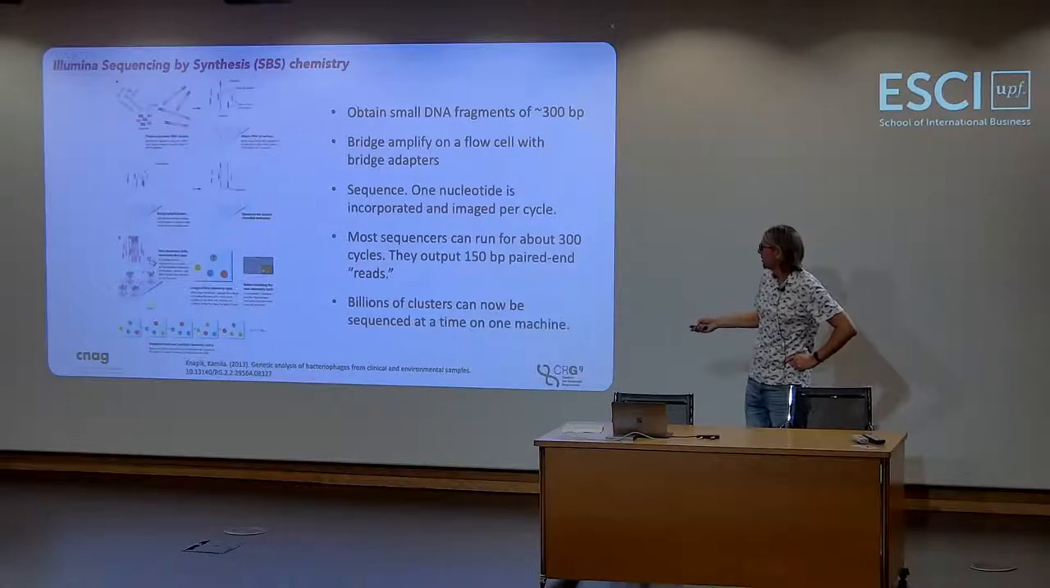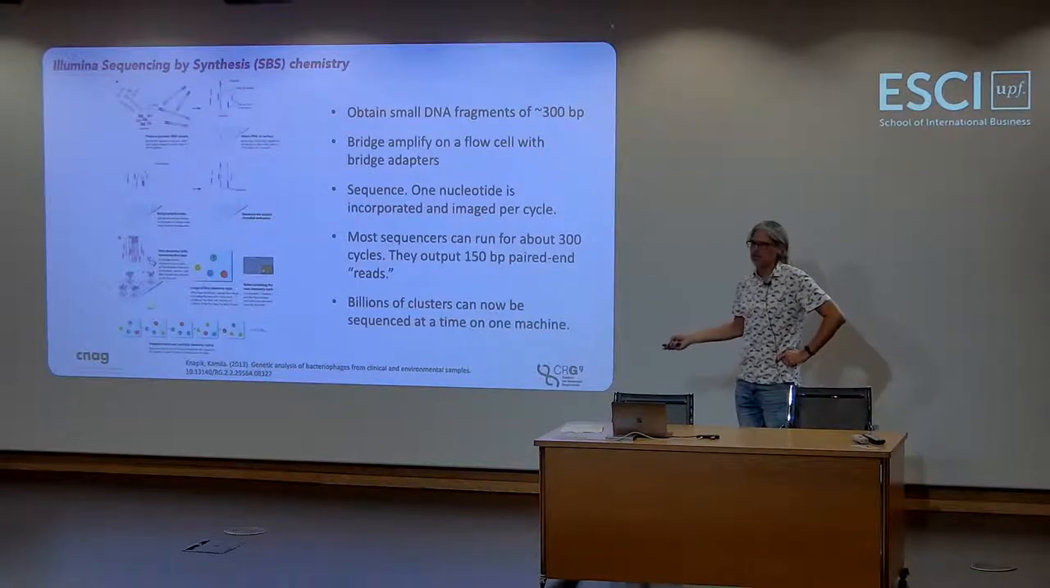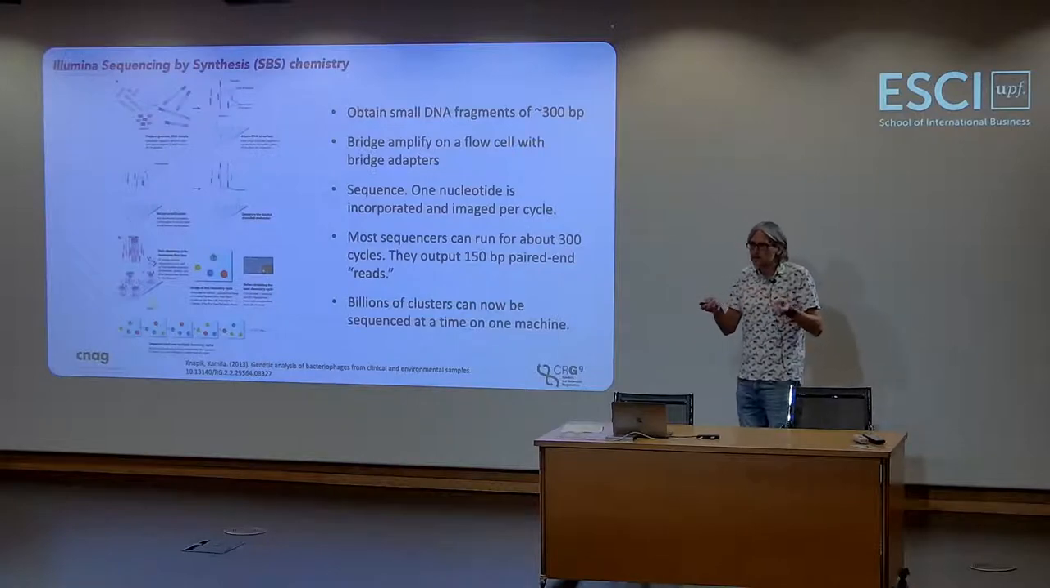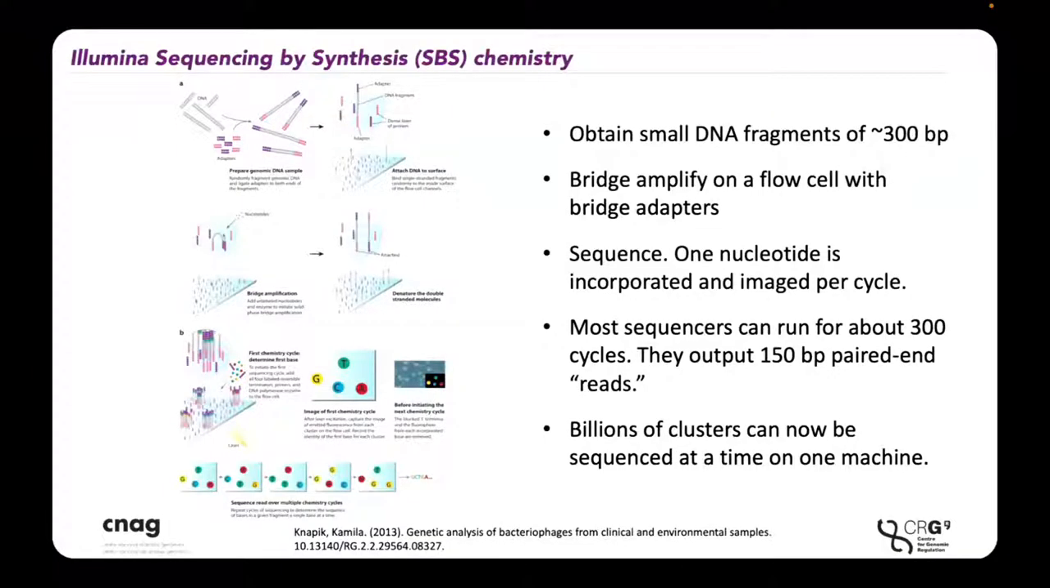And this is great, and now we can get billions of reads in a span of just 1 or 2 days, okay? The newest machines give you 10 billion reads, and you get about 300 bases per read, and usually this is 150 bases and 150 bases from either end of a DNA fragment. These are paired end reads.